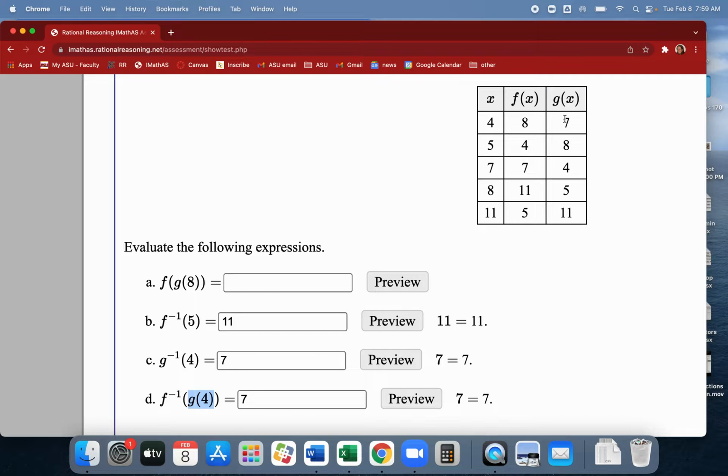And then f inverse of 7, where was f equal to 7? Here. What input corresponded to that? Happens to be a 7 again. So this is the 7. That's the answer that we're putting in that last blank, I guess you could say.